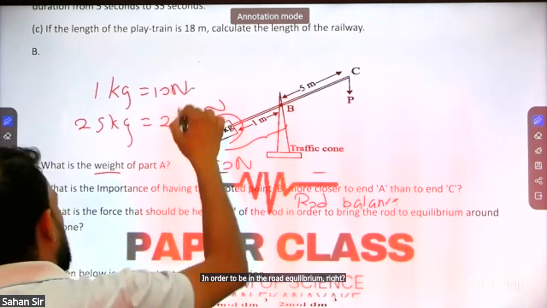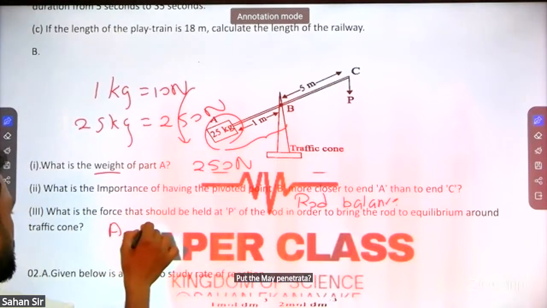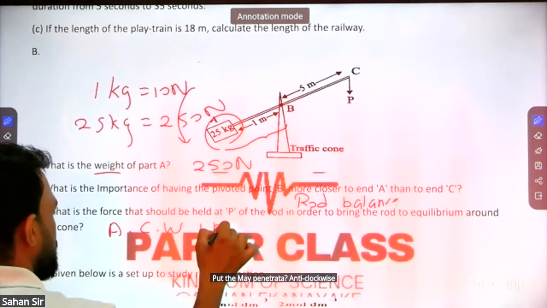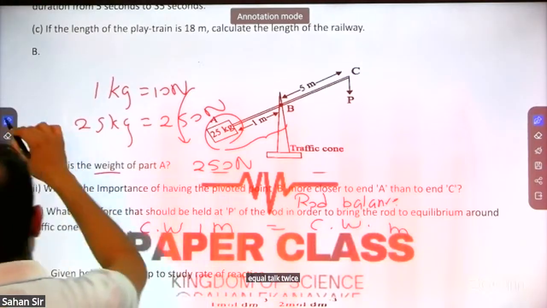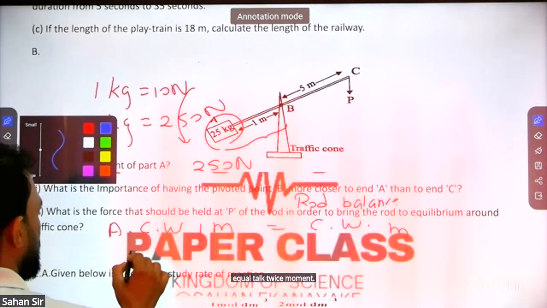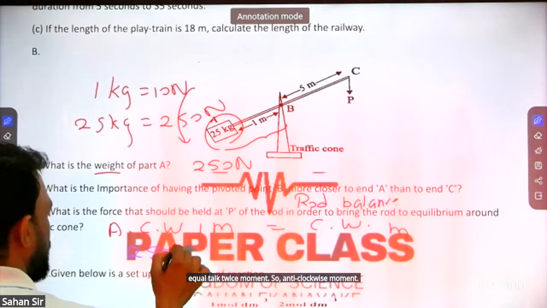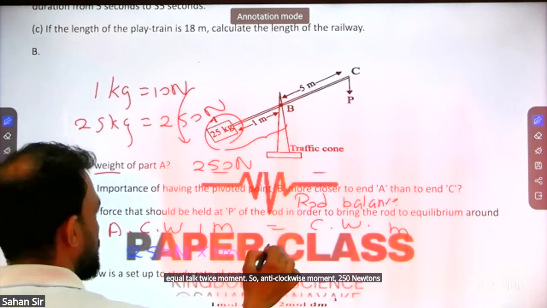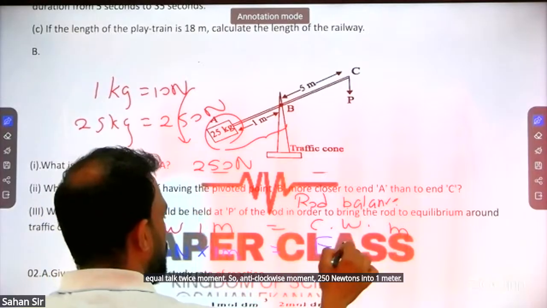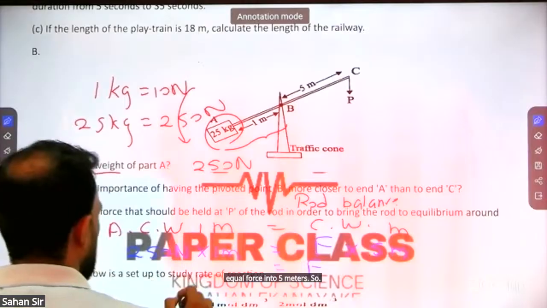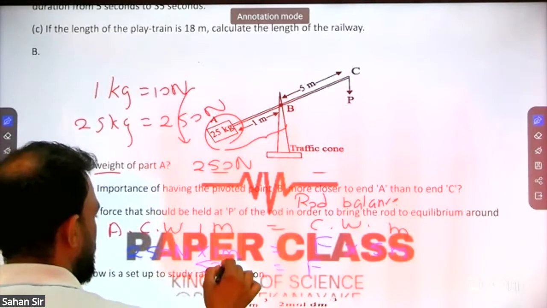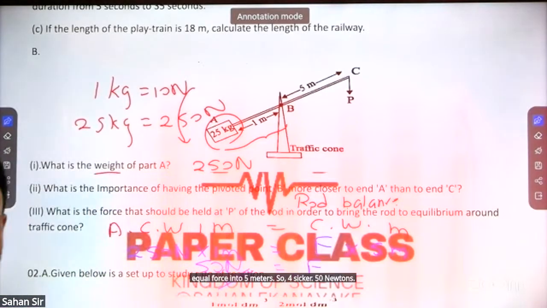What is the force that should be applied at P in order to bring the rod to equilibrium? පුතේ මේ පැත්තට anti-clockwise moment equal clockwise moment. So anti-clockwise moment 250 newtons into 1 meter equal force into 5 meters. So force එක 50 newtons.